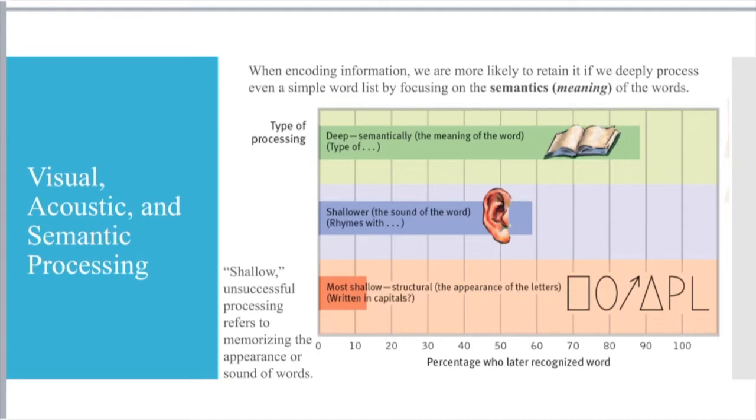And really, when you're going to see some of these ideas on an FRQ or on a future test, right, they're going to be talking about deep, shallow, or intermediate processing. Shallow processing is this idea of visual processing. We see something and we maybe remember it, but unless we hear it or put meaning to it, we're very unlikely to remember it. So shallow processing is unsuccessful because it's memorizing the appearance or sound of words, right?